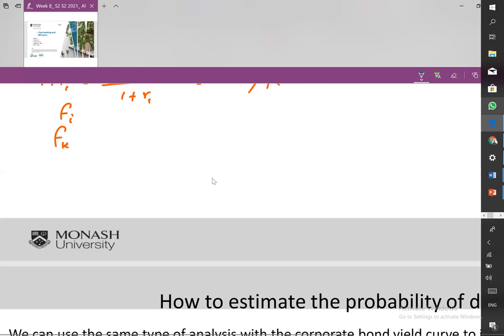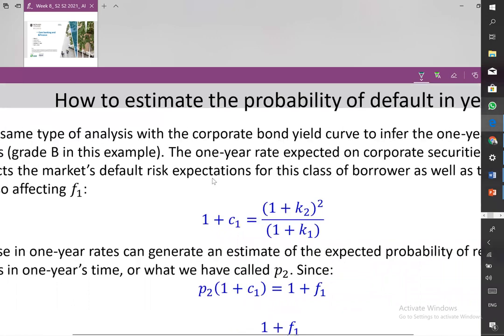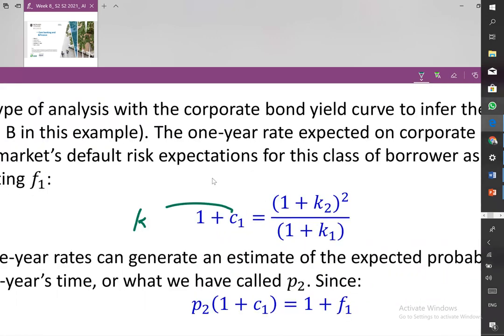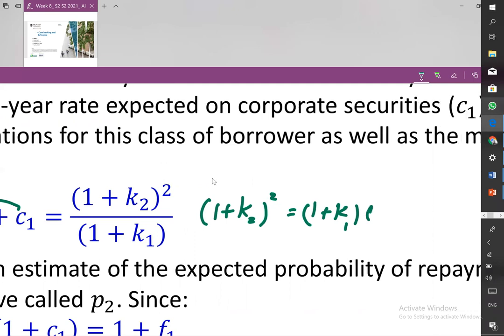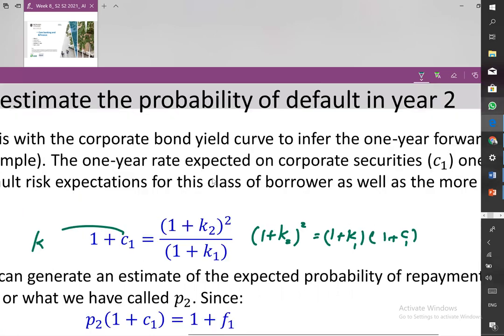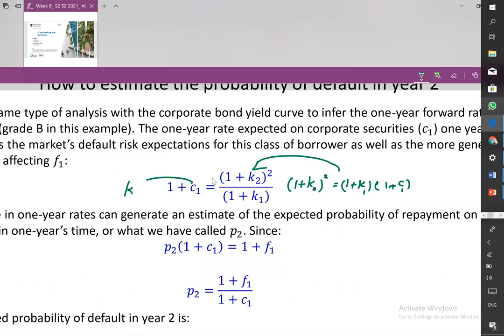So actually, if you look at this formula, this is the forward for the K, which means this formula was like this: 1 plus K2 over year 2 equals 1 plus K year 1 times 1 plus C1, which is the forward for the K. So this formula is actually the same thing, and if I know that now, I can calculate C2.